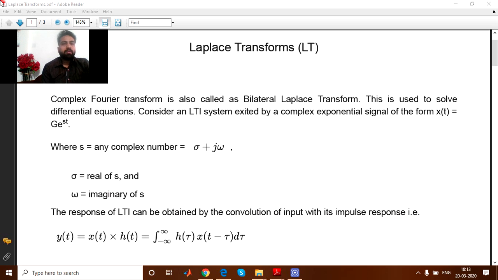So let's start with the basic definition and basic correlation of this transformation tool. First of all, the most important thing to understand is the requirement of the transformation tool. Generally, we have two types of domain analysis. One is the time domain analysis and the second is the frequency domain analysis.